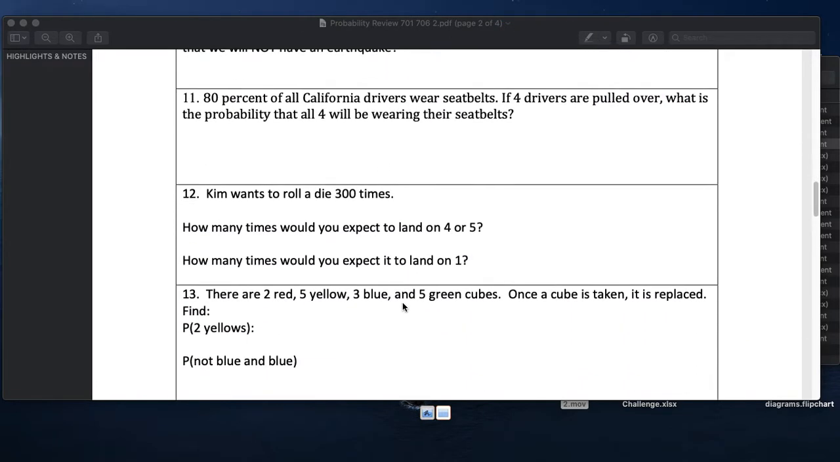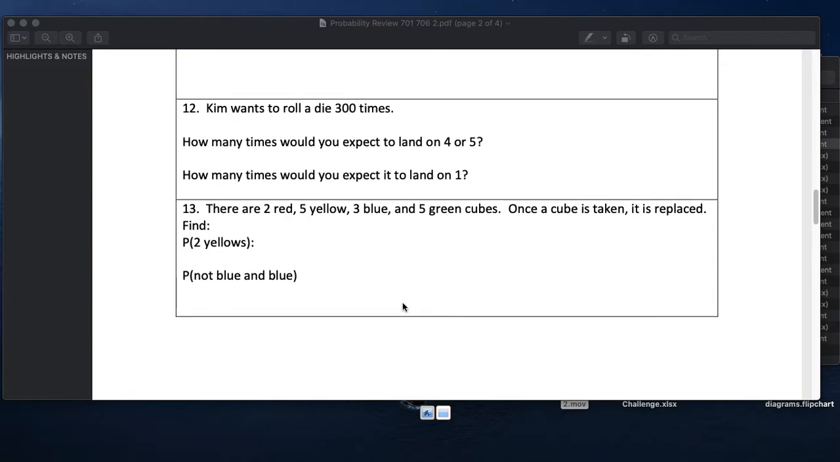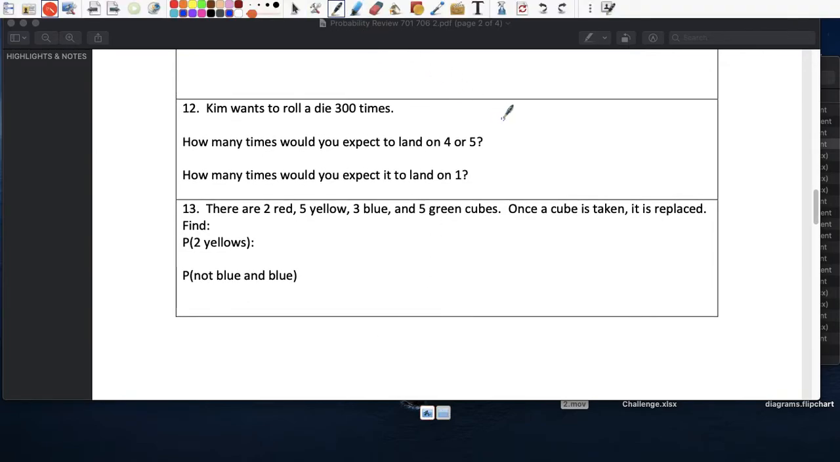Kim wants to roll a die 300 times. How many times would you expect it to land on 4 or 5? So the probability of landing on 4 or 5. First of all, let's calculate that. 4 or 5 is 2 out of 6, or 1/3. So I'm going to take that 1/3 and multiply it by 300.